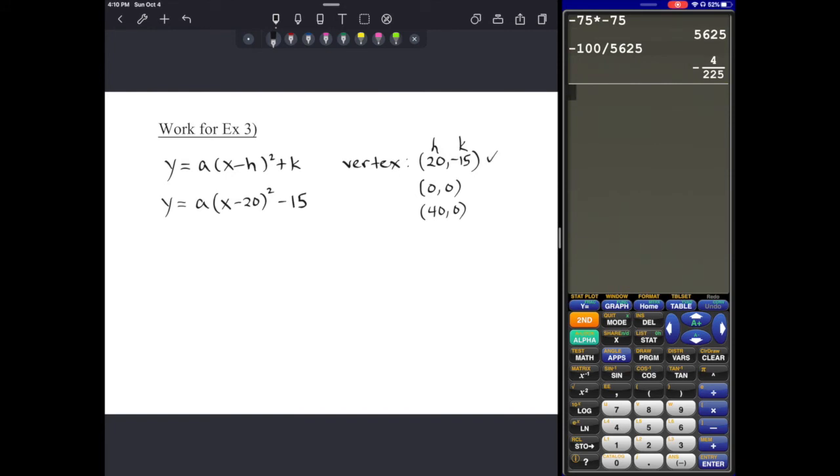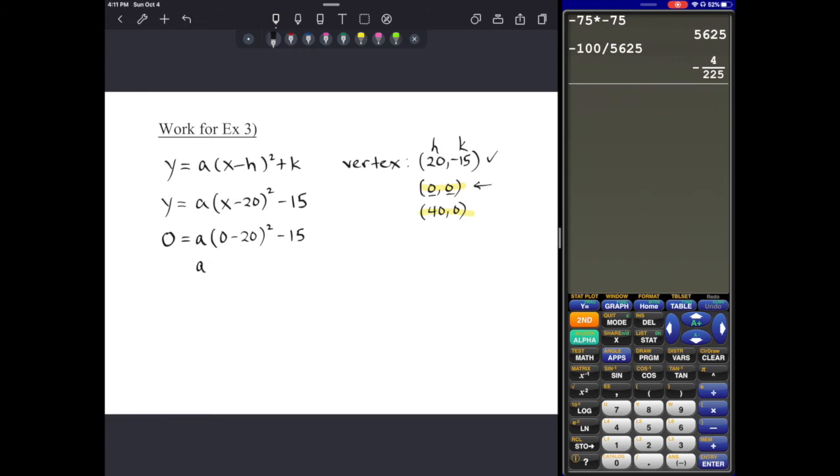Now we need to choose a point to put in for x and y. Well, if it's me, I have two options: 0, 0, and 40, 0. I'm going to go for this one. And the reason why, it's really hard to mess up and put x in for y and y in for x by mistake if they're the same number. So I would advise you, if you ever see that point, to use it. 0 is equal to a times the quantity of 0 minus 20 squared minus 15.